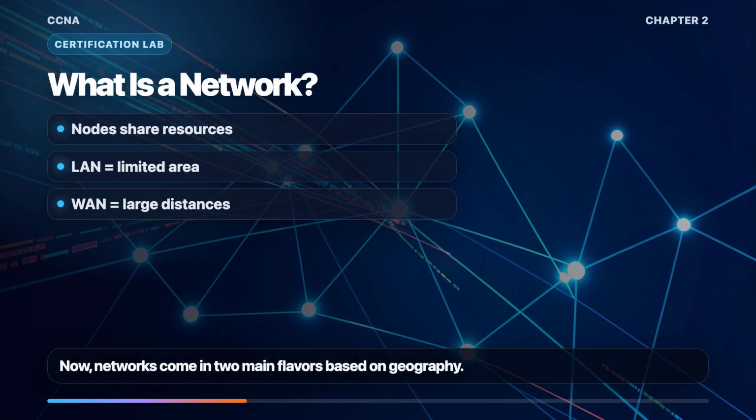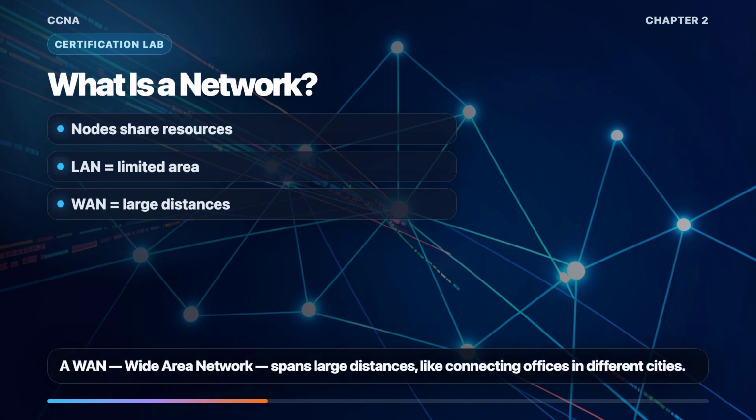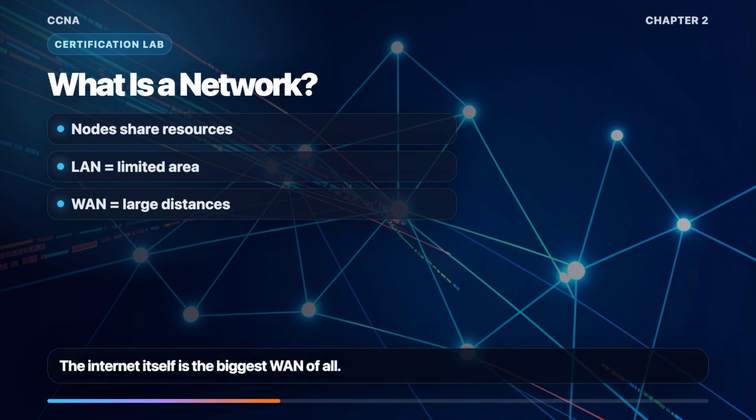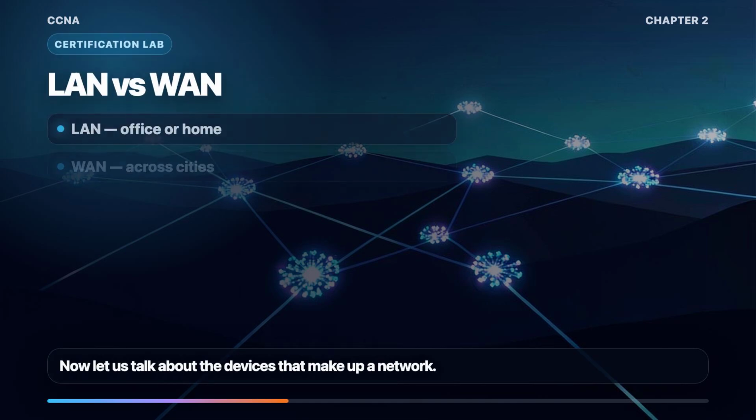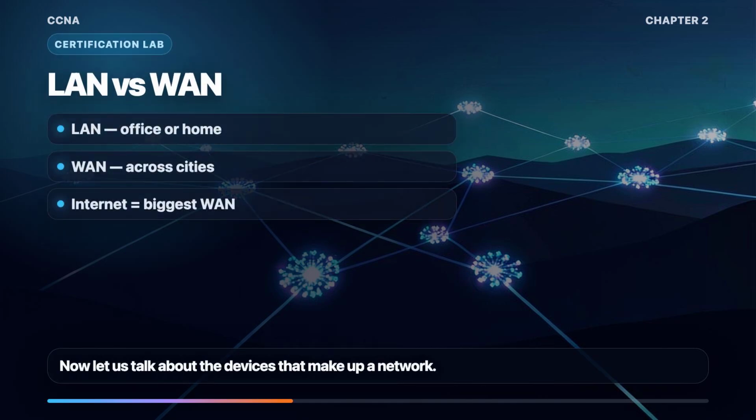Now, networks come in two main flavors based on geography. A LAN, local area network, covers a limited area like an office or a home. A WAN, wide area network, spans large distances, like connecting offices in different cities. The internet itself is the biggest WAN of all. Now let us talk about the devices that make up a network.